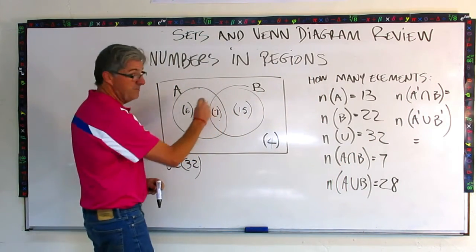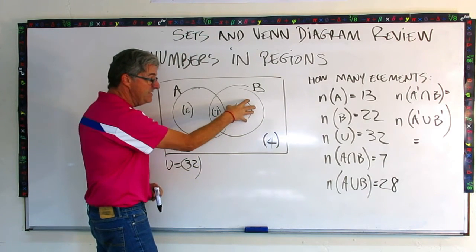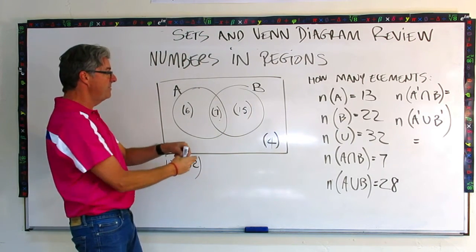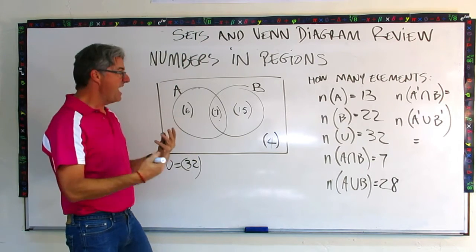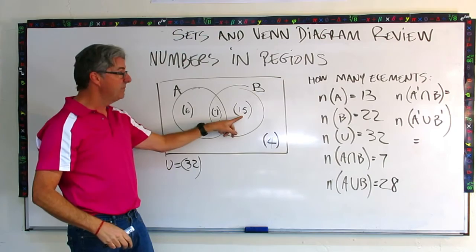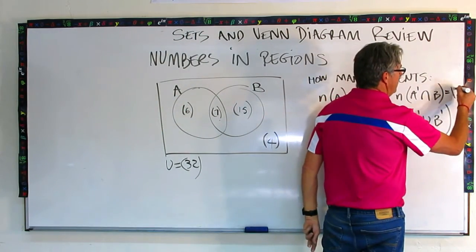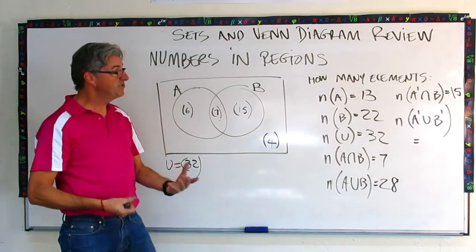So we know from the last board, that's this region here, this part, that's in B and it's in the complement of A, meaning that it's not in A. So this number here is how many elements are in B but not in A. So that's this guy, 15 there. Okay, let's do this last one.